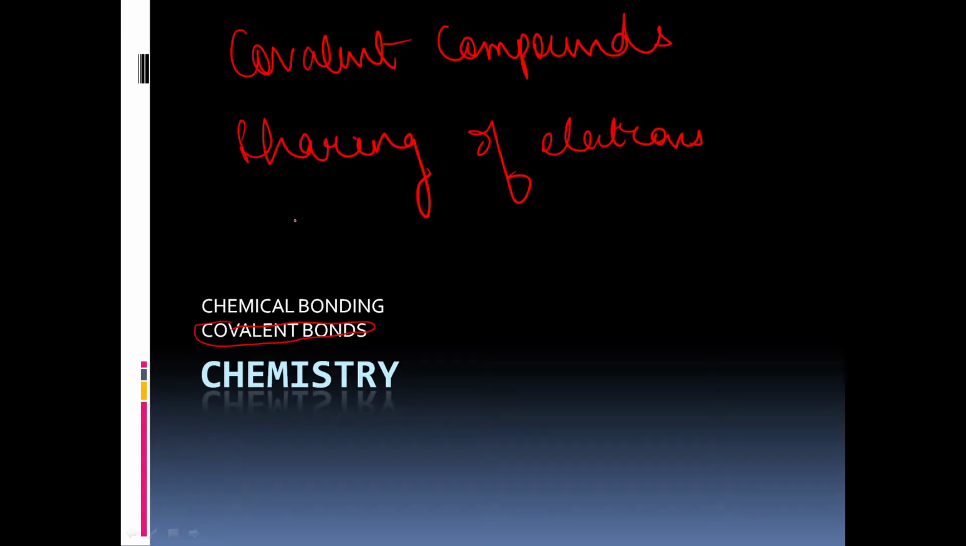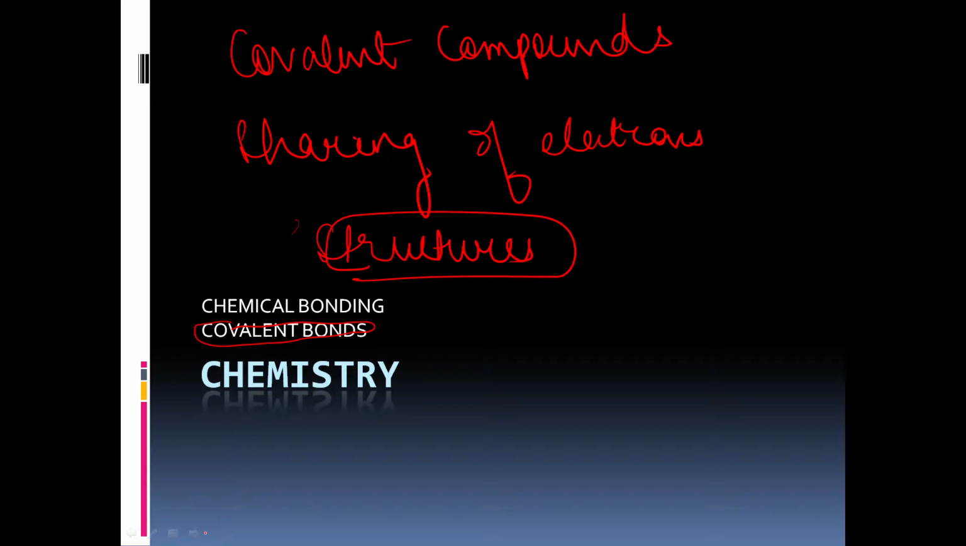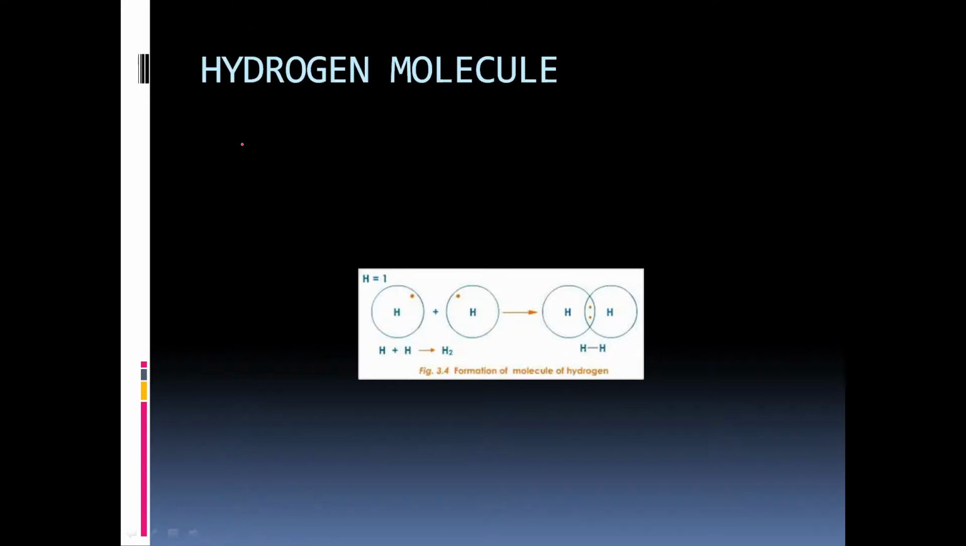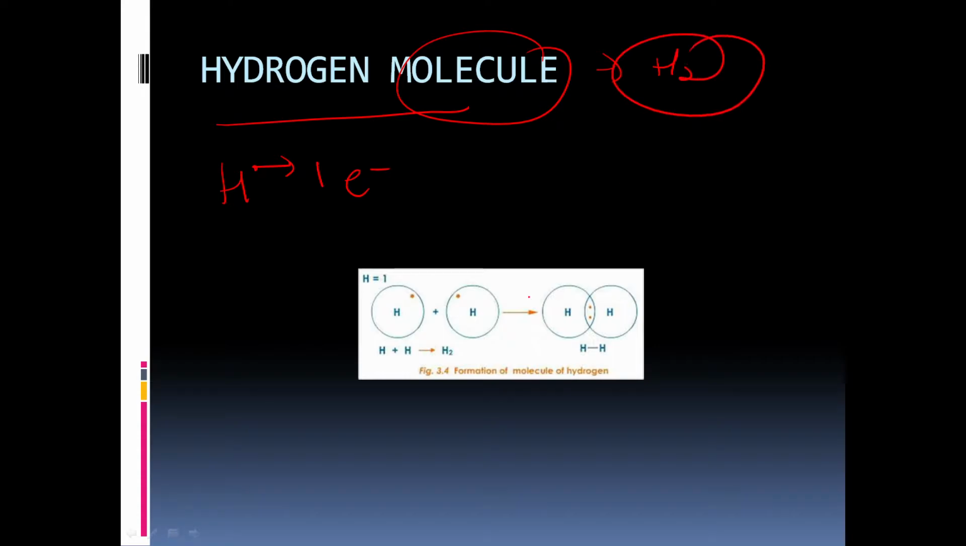Now we are going to study the structures for these bonds. Today I'm going to explain the structures for these bonds, and I'll be using a red colored pen because that seems to be very bright. Okay, hydrogen molecule. As you can see in this image, hydrogen has only one valence electron. The hydrogen molecule consists of two hydrogens. Both combine together, share these two electrons, and form a molecule of hydrogen.